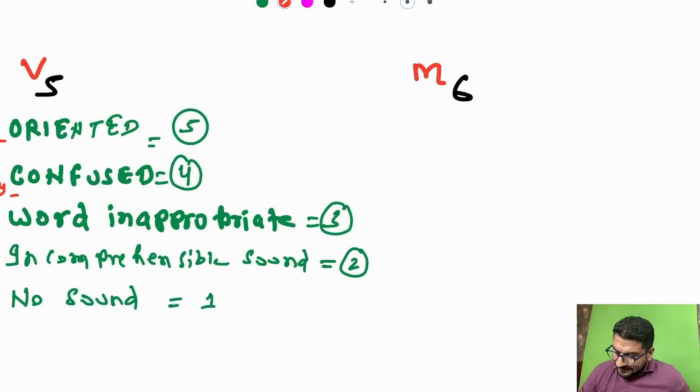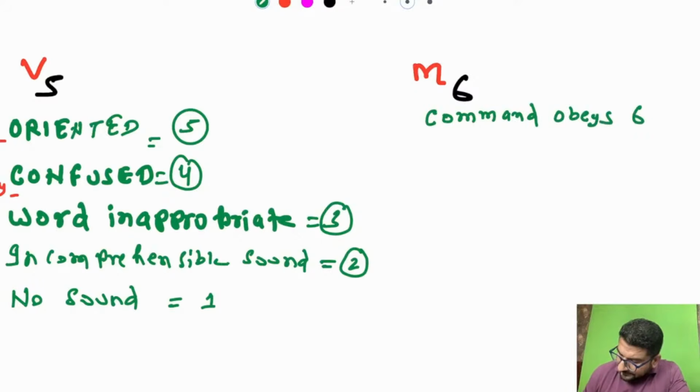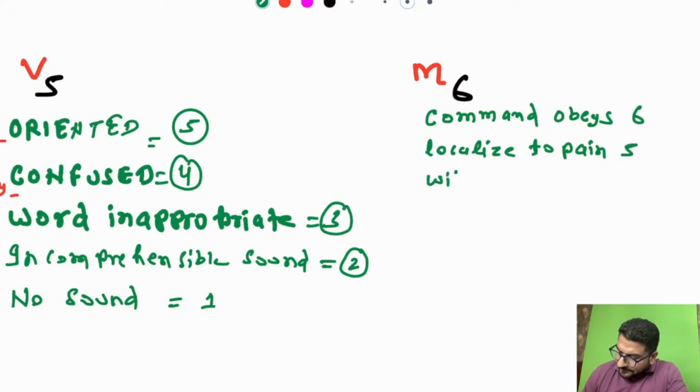Motor component you can remember in a different way. Suppose you tell the patient to raise his left hand and he raises it, so he is obeying your command. If the patient is obeying commands, we give a score of 6. Here we start from 6. Then he is taking his hand to where he has pain, so he is localizing to pain. When he is localizing to pain, we give a score of 5. He has a withdrawal reflex to pain, or he is withdrawing to pain. Withdrawal to pain, we give a score of 4.